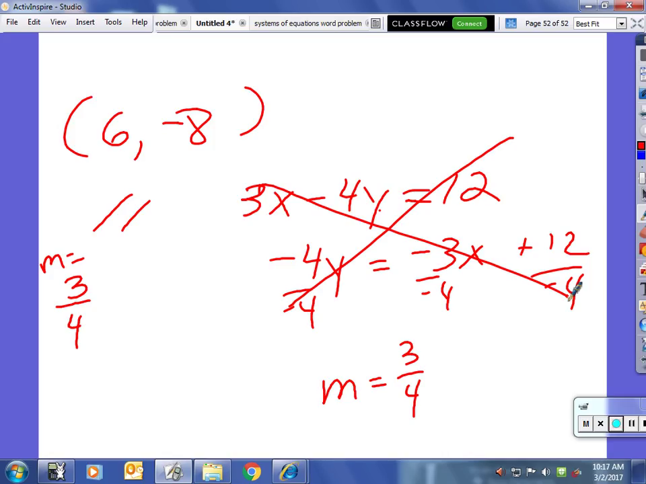Then it would be negative 4/3. Okay, so I think I do both of those on the quiz. I might ask you to be parallel to it or perpendicular to it. Parallel, you use the same slope.